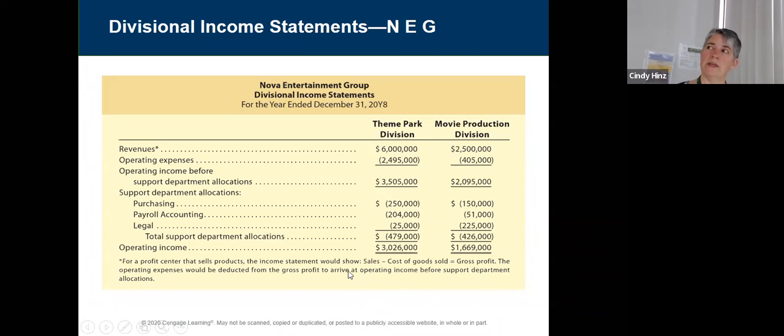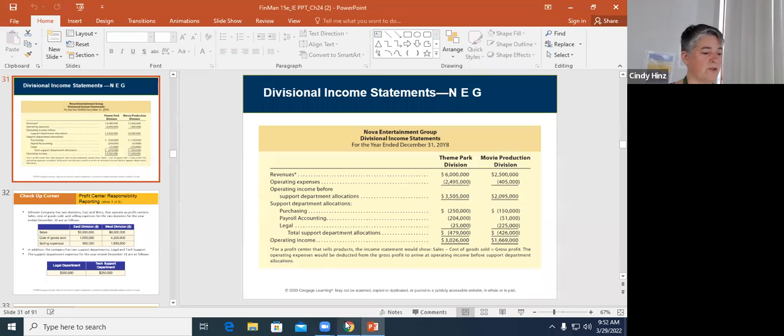Again, no calculations relating to the balance sheet, to the use of the assets at the theme park or at the movie production division, because the understanding is if it's a profit center, the manager doesn't have control over how assets are invested. Okay, let's go back to our exercises.